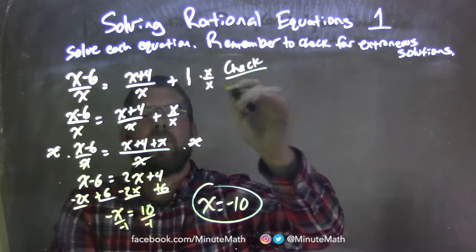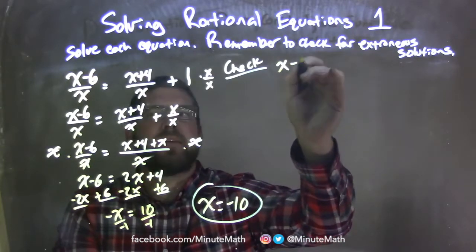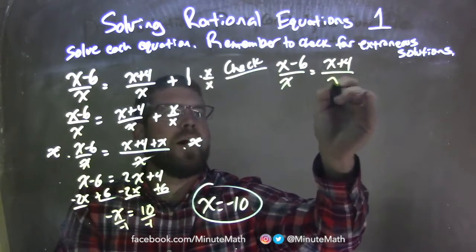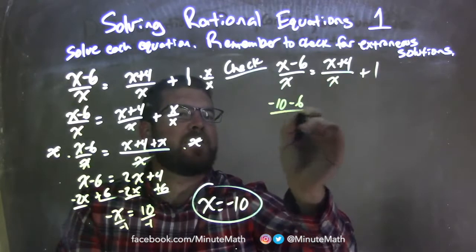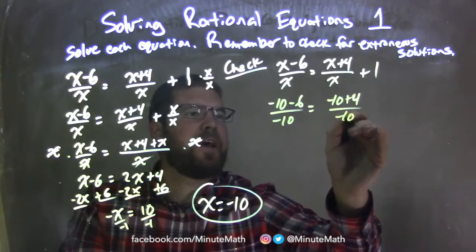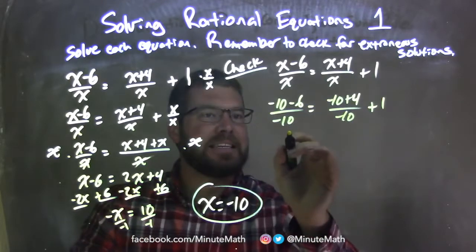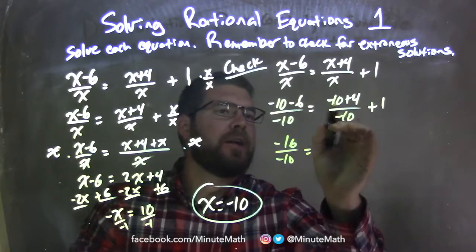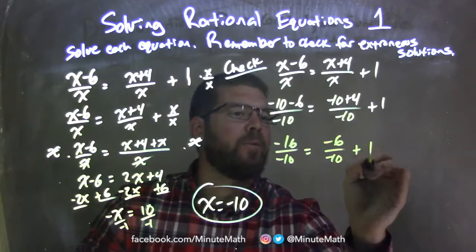I'm going to plug negative 10 in for my x. So we can rewrite the equation here. x minus 6 over x equals x plus 4 over x plus 1. Let's plug negative 10 in. So for x, we have negative 10 minus 6 over negative 10 equals negative 10 plus 4 over negative 10 plus 1. Okay? So now let's simplify that. Negative 10 minus 6 is a negative 16 over a negative 10 is equal to negative 10 plus 4, which is a negative 6 over negative 10 plus 1.